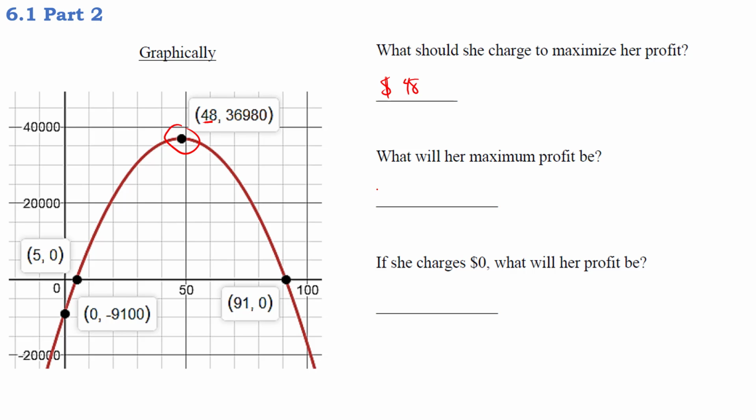What will her maximum profit be? Well, we just said it. It's going to be $36,980, because that's what she's going to make. And then she charges $0. What will her profit be? Well, she just gave them away. She'd lose 9,100 bucks. So she would lose a negative 9,100 bucks. All right.